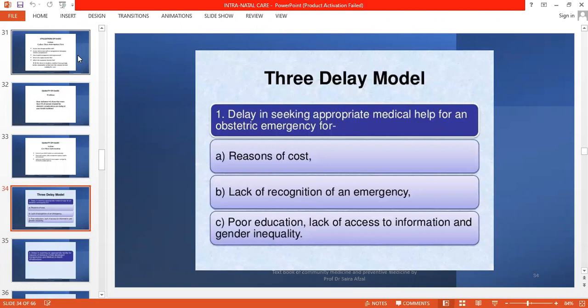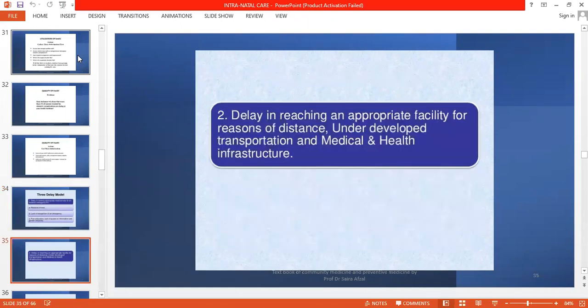There is a three delays model in intranatal care. First, delay in seeking appropriate medical help for an obstetric emergency, for reasons of cost, lack of recognition of an emergency, poor education, lack of access to information, and gender inequality.